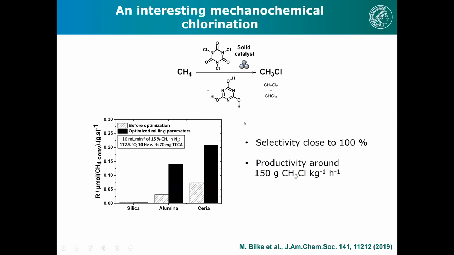We know it's a radical process. It's one of the very few processes where we know what's going on by radical capture experiments. And the cellulose is a catalyst in the mill. We have productivities of 150 grams of monochloromethane per kilogram catalyst per hour. That's the activity you have in large scale industrial processes. If you just want to get an estimate of how active the catalyst should be, just remember a gram an hour is something you want to have in an industrial process. So this is the scale where we are approximately with this process, and getting 100% selectivity for one thing is very difficult. So that was a quite surprising finding.